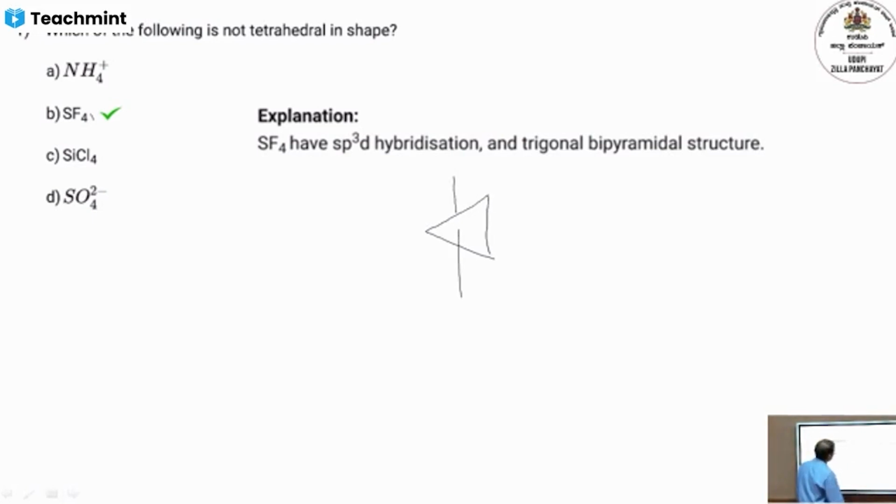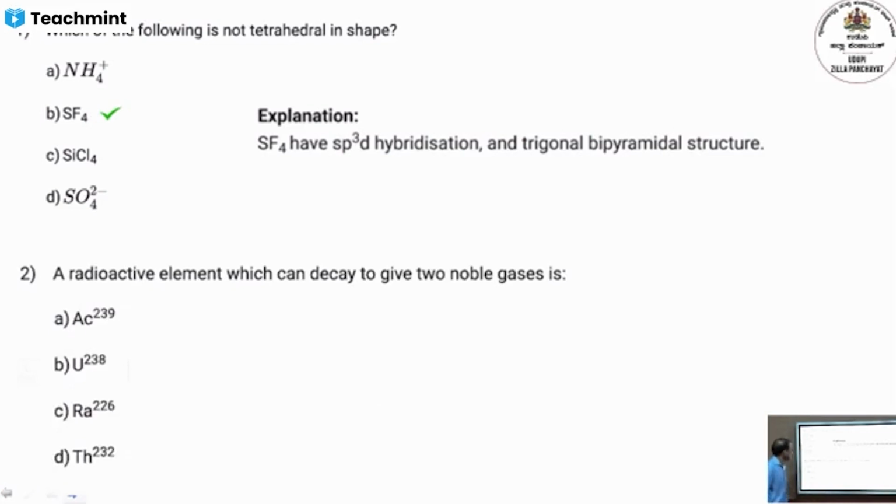Trigonal bipyramidal. 2 here and 2 on top of the. And next question is a radioactive element which can decay to give 2 noble gases. So, a radioactive element which will decay to give 2 noble gases.